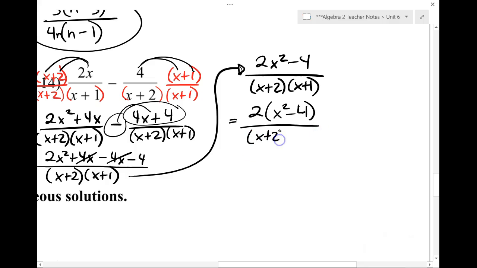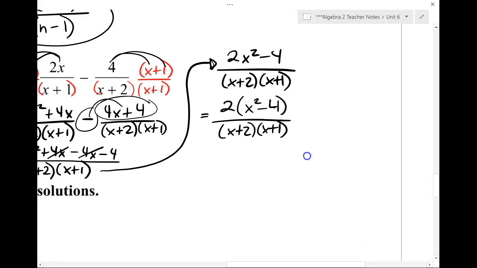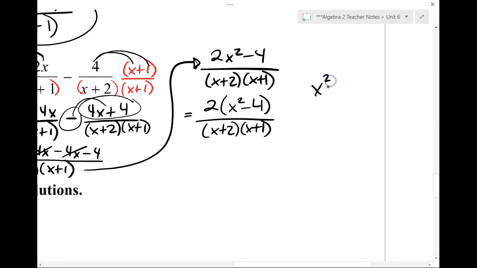And x plus 2 times x plus 1. And some of you think, well, I guess that's it, right? x squared minus 4 can't cancel out with the x plus 2 and x plus 1. But you've got to remember that x squared minus 4 can actually be factored itself. Remember that this is a perfect square, this is a perfect square, separated by a minus, so we can actually factor that out into 2 binomials.